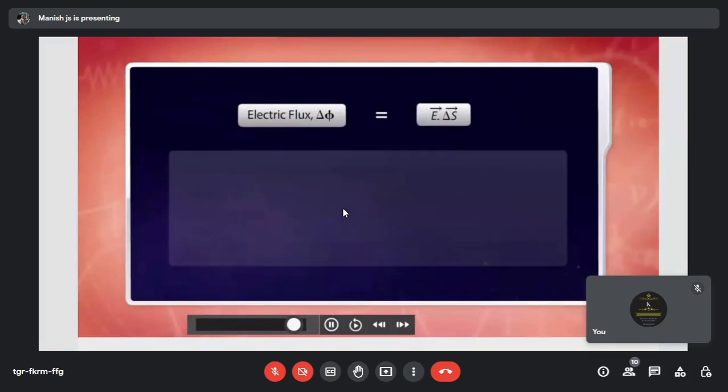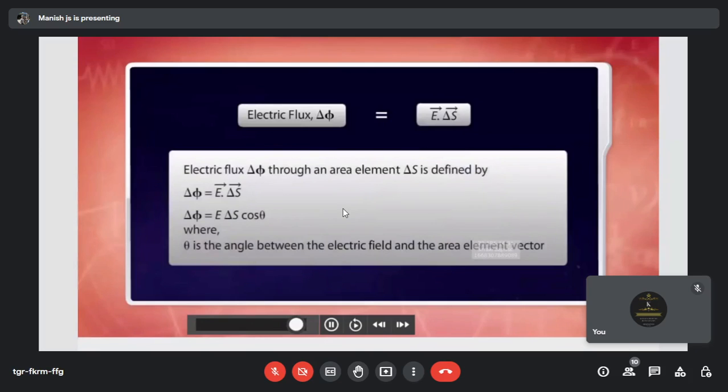We can now define the electric flux phi as the dot product of the electric field and the area element vector delta S. So this is the representation of electric flux. Delta phi is the electric flux representation, and phi is the symbol denoting electric flux. It is a dot product. Here they use the vector dot product. As we all know, the electric field is a vector, and the area element is also a vector because it has direction. So we represent them as vector quantities.